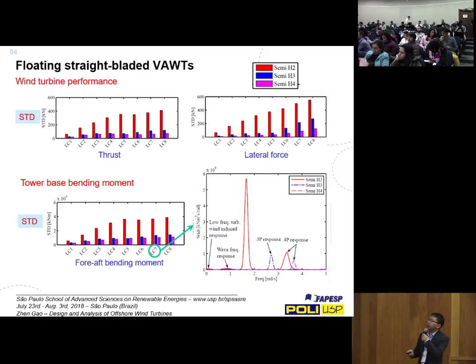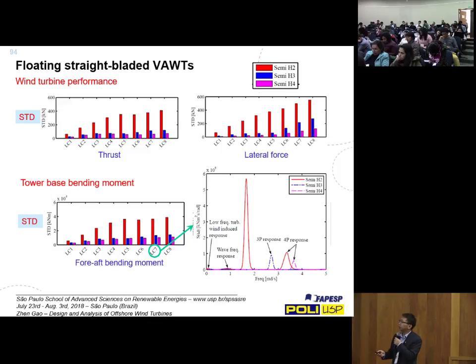And now if we look further at the structural response, just the tower base bending moment, or say the thrust force acting on the platform, on the wind turbine, you have also seen that there is bigger variation for the 2-blade case, and then you have reduced variation when you increase the number of blades.